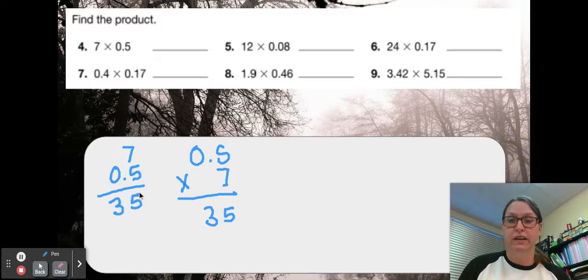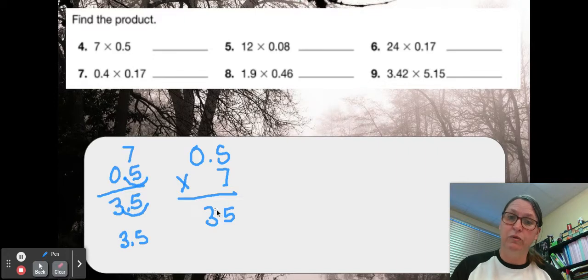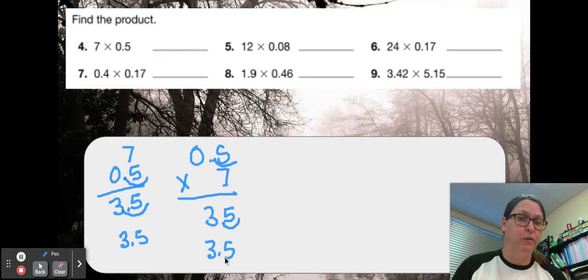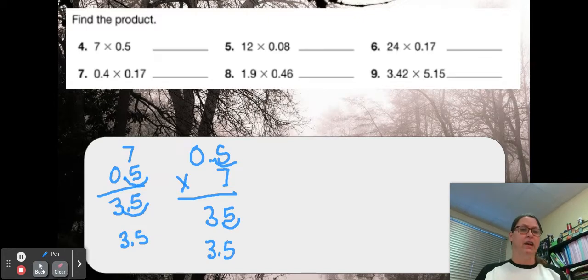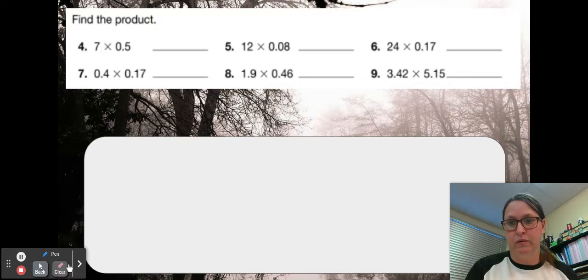Now what I need to do is I need to count my decimal places. So I'm going to count one place here, and I'm going to move it one place into my answer. So that's 3.5. If I do it the second way, it does the same thing. I move my decimal place one place in and one place in right here. So my answer is 3.5. It works either way as long as I set up my problem and solve it, and then I worry about the decimal point. So let's do another one.